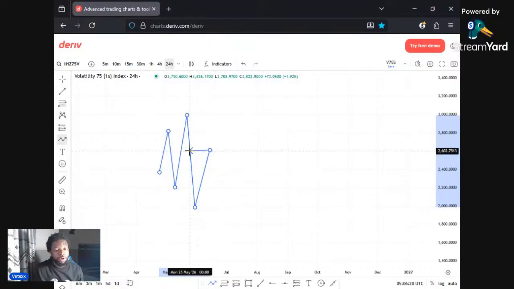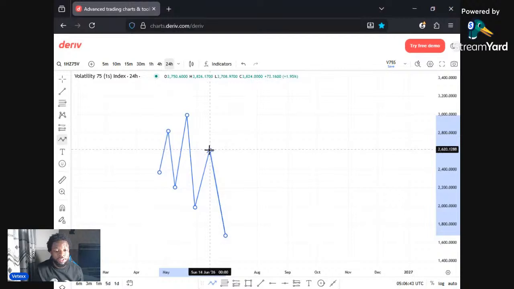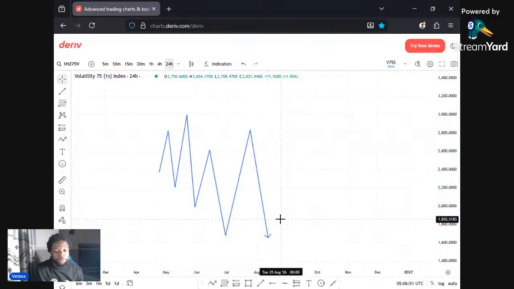And then rule number four, price must take out the newly created low again, which is this, to give us our second break of structure, which is rule number four. And then the final rule, rule number five: price must take out this newly created liquidity and continue in the opposite direction. So price will come back, take it out, and then continue in the opposite direction.